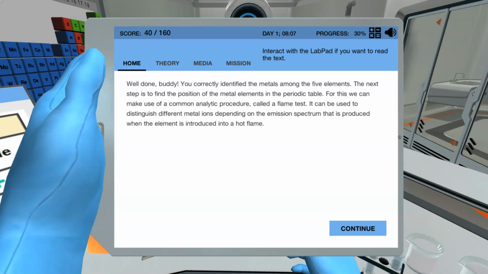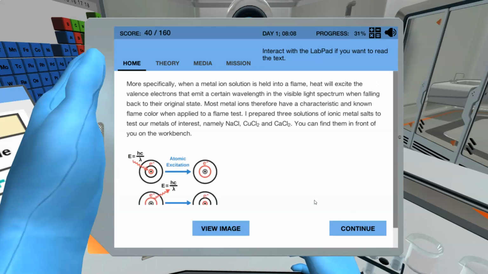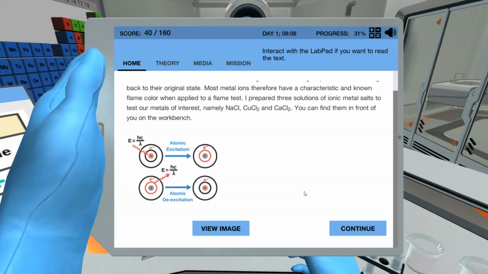It can be used to distinguish different metal ions depending on the emission spectrum that is produced when the element is introduced into a hot flame. More specifically, when a metal ion solution is held into a flame, heat will excite the valence electrons that emit a certain wavelength in the visible light spectrum when falling back to their original state. Most metal ions therefore have a characteristic and known flame color when applied to a flame test.